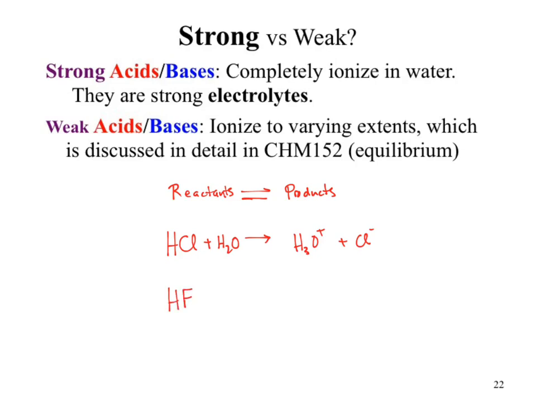it's kind of a curveball, but let's throw it in there anyway. HF. HF is a weak acid, so it does ionize, because it is an acid, but it also reverses. So by looking at the reaction, we can say that HCl is a strong acid and HF is a weak acid. A lot of that information we had to already know.